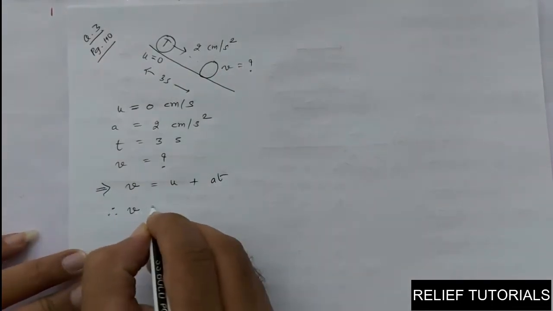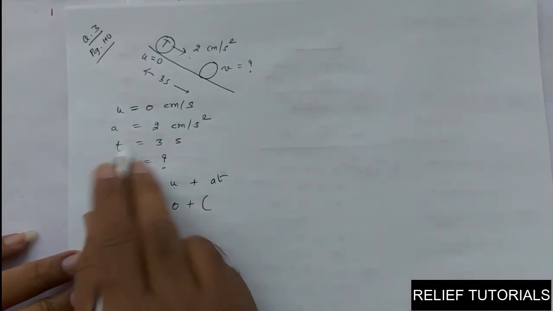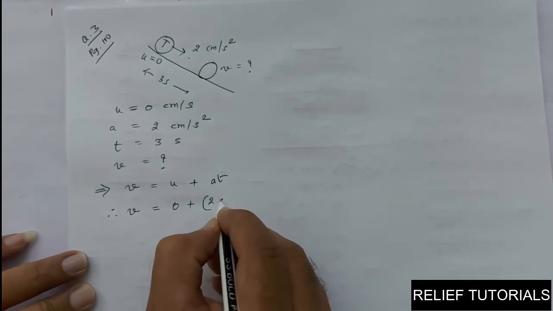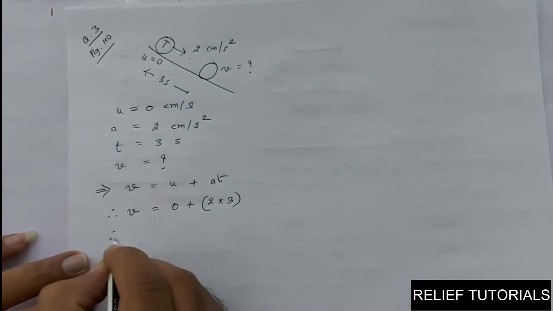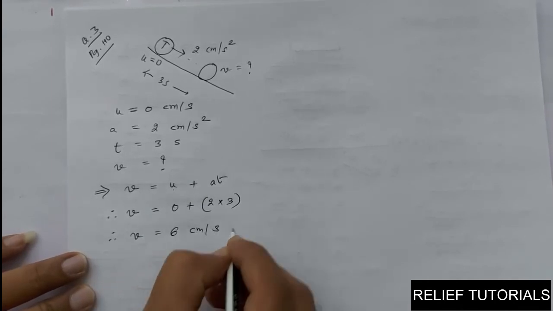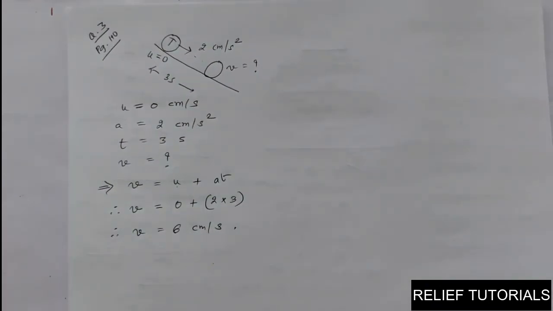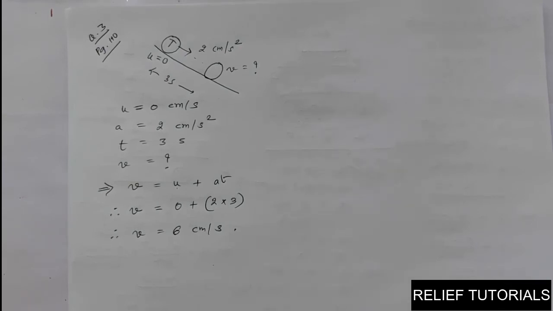Therefore, V is equals to U is 0 plus A is given as 2 cm per second square into T is 3. So therefore, V is equals to 3 2s are 6 cm per second. So the final velocity after 3 seconds of start will be 6 cm per second. No need to convert this into meter per second, because centimeter per second is also the value we get. Okay. Next question number 4.